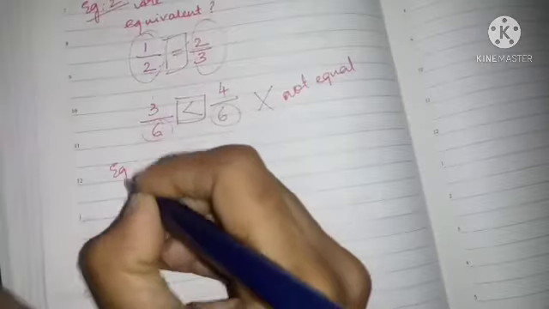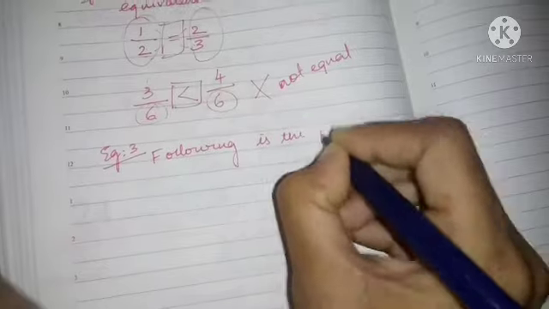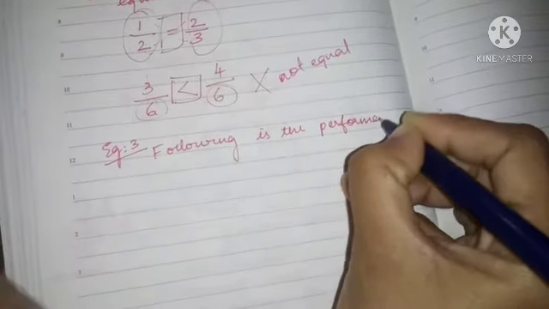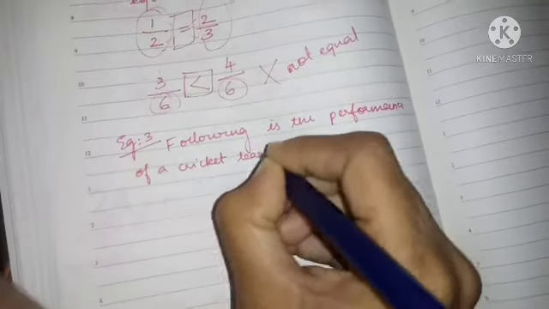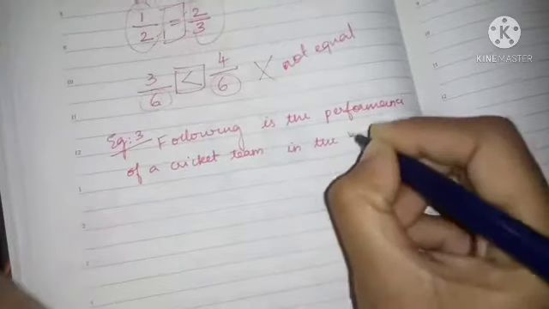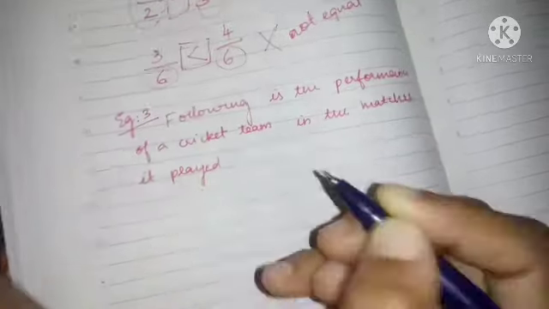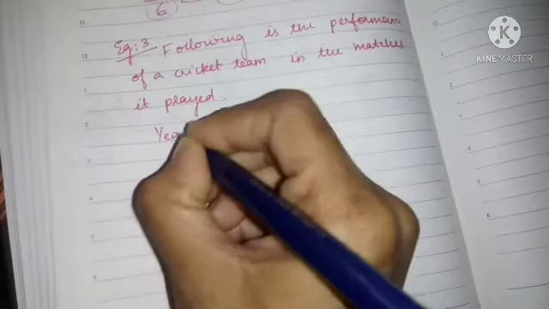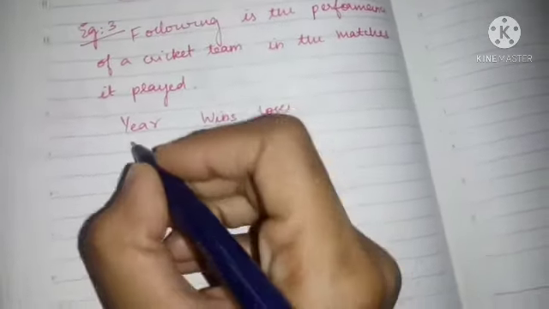What is example number 3, children? The following is the performance of a cricket team in the matches it played. They have given the performance of the cricket team. First they have given the year, how many matches they have won, and how many matches they have lost.